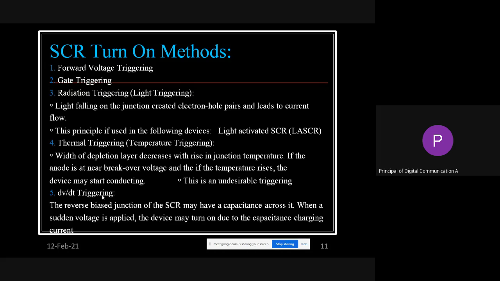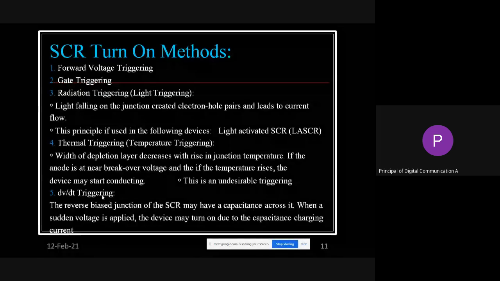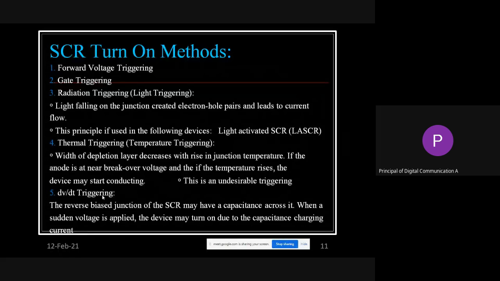So in turn off, we are going to learn how the capacitor is used in this SCR circuitry and in what manner it will work. So these are the few turn on methods for the SCR. So I hope till now whatever we have gone through, you understand it.